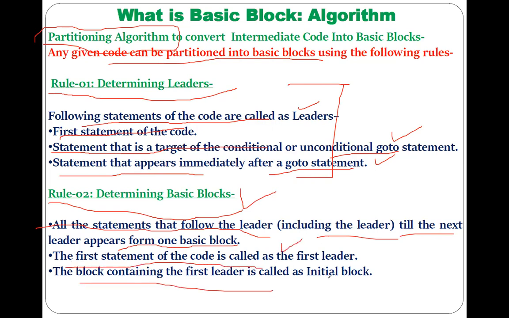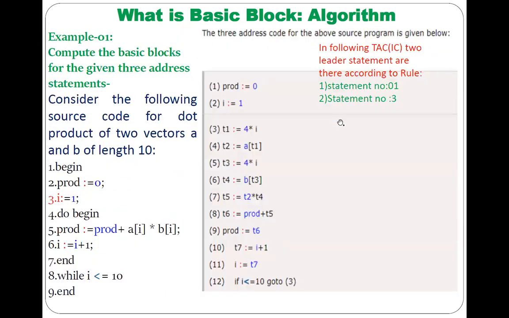The first statement of the code is called the first leader. The block containing the first leader is called the initial block. So all the statements that follow the leader, including the leader statement, till the next leader, is the rule for forming one basic block. Last time we saw this with an example, so here also I am repeating the example.